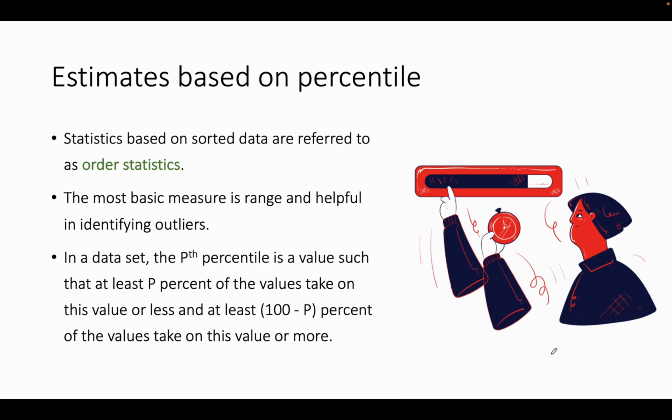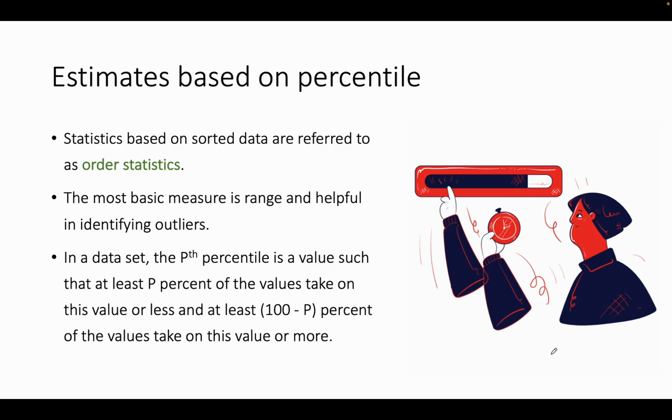So, in a dataset, the pth percentile is a value such that at least p% of the values take on this value or less, and at least 100 minus p% of the values take on this value or more. For example, to find the 60th percentile, first sort the data, then starting with the smallest value, proceed 60% of the way to the largest value. Okay, so that will give us the 60th percentile. Now I'll open the Jupyter Notebook and see how we can calculate these statistical measures using the libraries available to us.